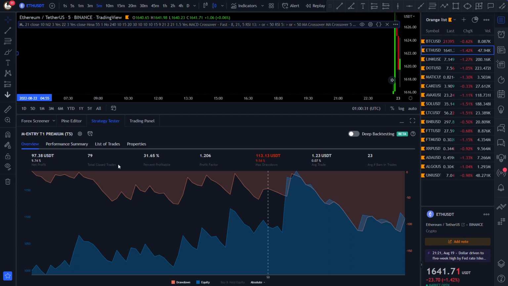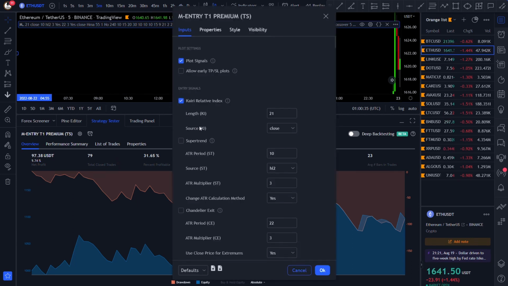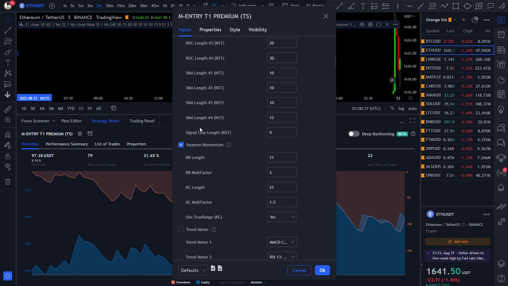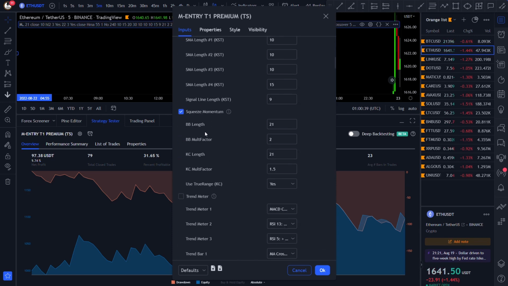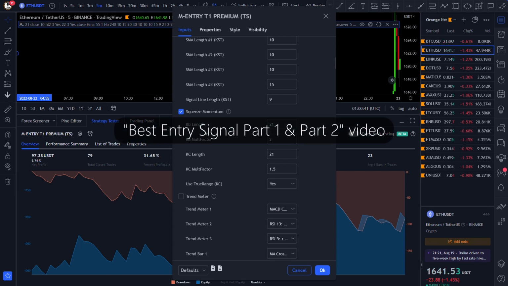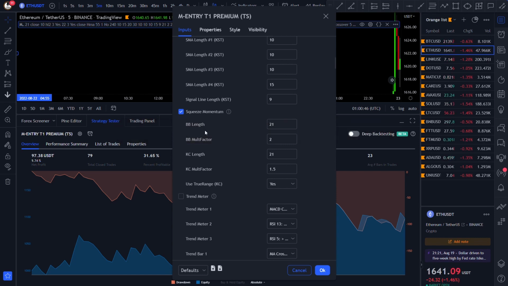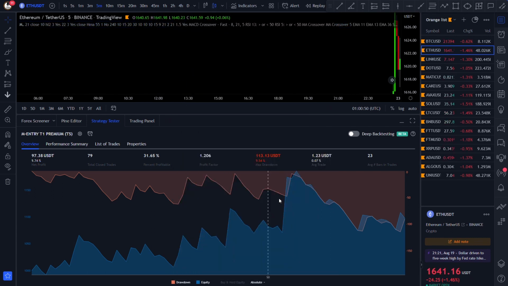With this multi-entry script, I used 2 entry signals, which are amongst the best ones I have ever found. If you want to see which indicators are the most accurate for giving trade entry signals, check out the best entry signal part 1 and part 2 videos. The optimization also uses a trailing stop loss, that's why you can see spikes in the equity curve. Let's see if it still performs well on higher time frames.